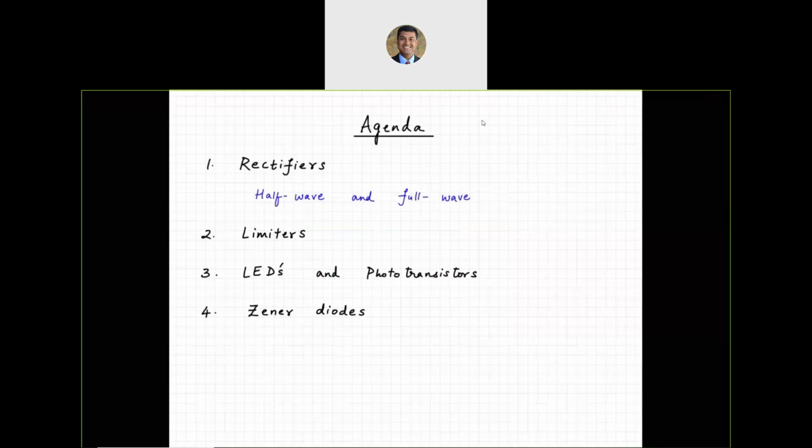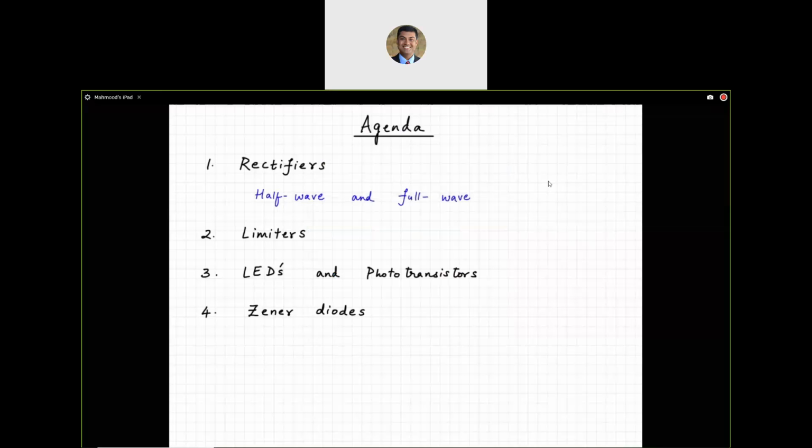So the last time we were talking about some of these things. We finished talking about, for example, rectifiers. We also did voltage limiters, and we also finished talking about the light emitting diodes and how the light can be detected using the phototransistor. So the first three topics were discussed in the last two lectures.